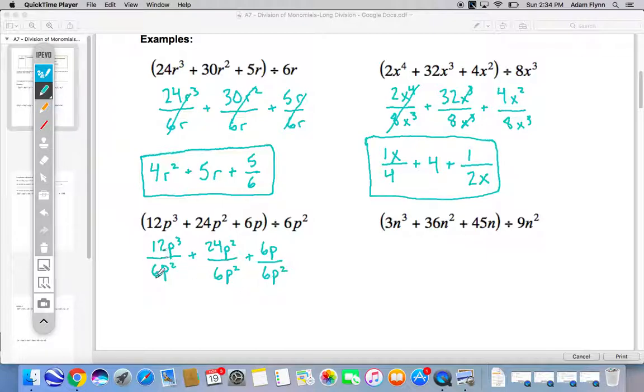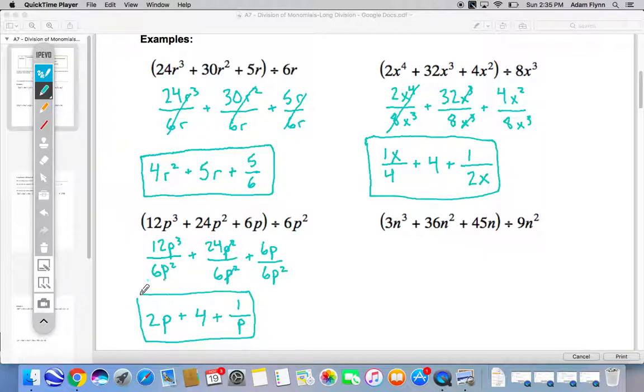So when I divide these, I have 12 divided by 6, which I know is 2. P cubed divided by p squared, so 3 minus 2 is 1, so I'm just left with p. Plus 24 divided by 6, which is 4. P squareds cancel. And last but not least, 6 divided by 6 is 1. And then I have a p up top and 2 p's down bottom. So 1 minus 2 would be p to the negative 1, which then I would have to move to the denominator. So I have 1 over p. And that would be my final answer.